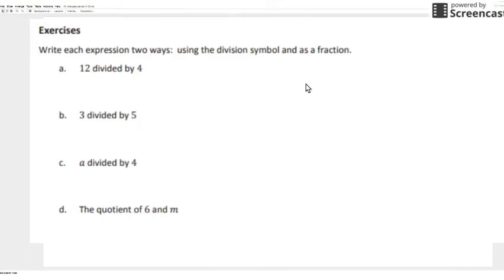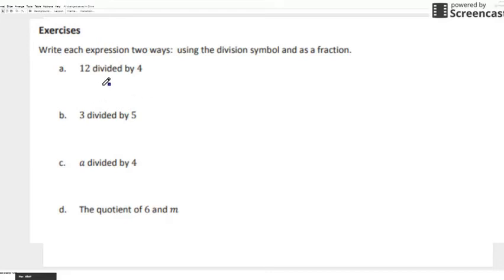All right, hello students. Now we're going to go over some exercises together. So it says write each expression two ways using the division symbol and as a fraction. So if you want to go ahead and try these on your own to see if you understand this concept, go ahead and give these a try. Pause the video, try them, and of course go to where I give you the answers.